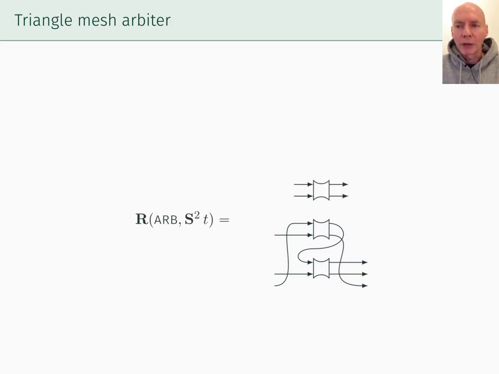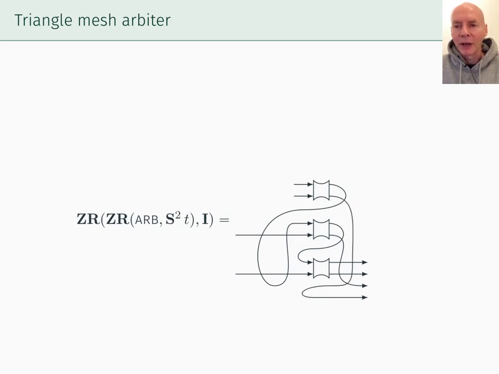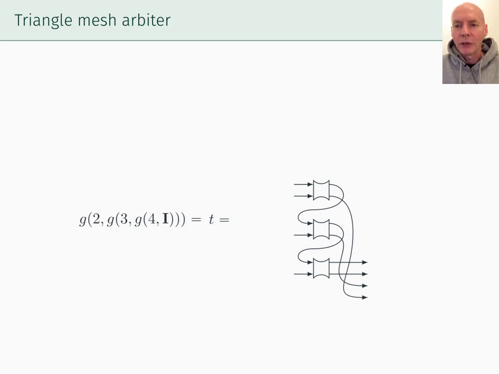Rack of arb with S squared of t looks like that. And a Z with that makes one connection there. Rack of that with I puts a wire on the bottom, and Z again puts another connection there. So for g of 2, g of 3, g of 4I, we have these three arbiters connected like that. Call that t the next time around.